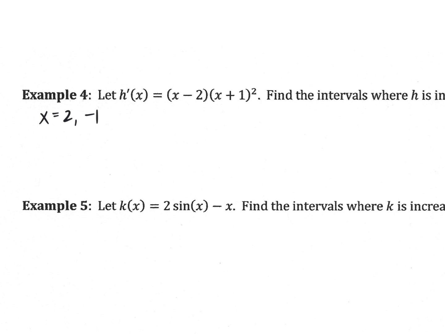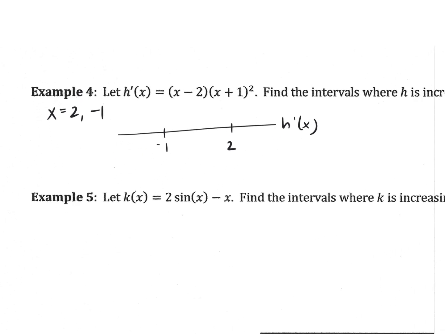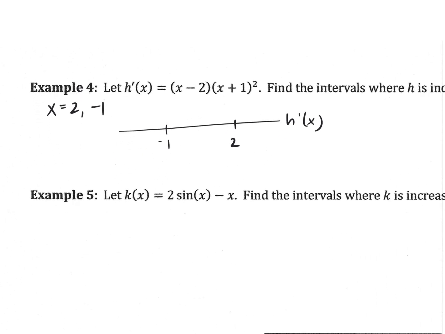So I'm going to have my sign chart, and this is of h prime of x. I'm going to put negative 1 and 2 on my sign chart. And we need to figure out where it is increasing or decreasing. So go ahead real quick and pick points on all 3 intervals to see whether it is positive or negative. You're plugging it into h prime of x to check. So test that out.